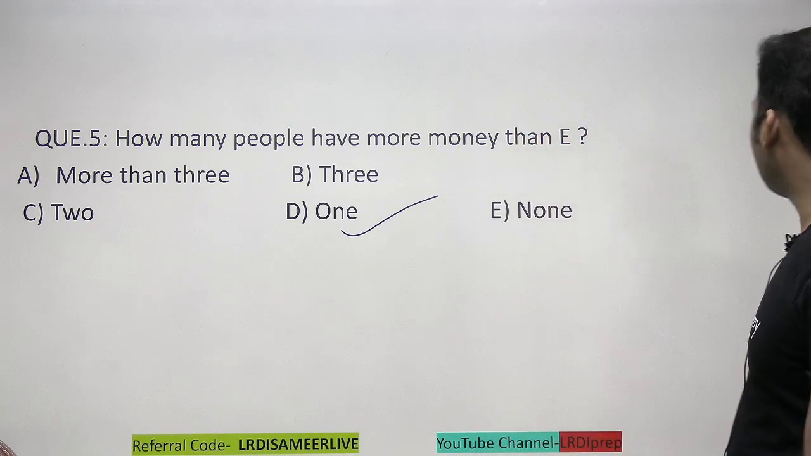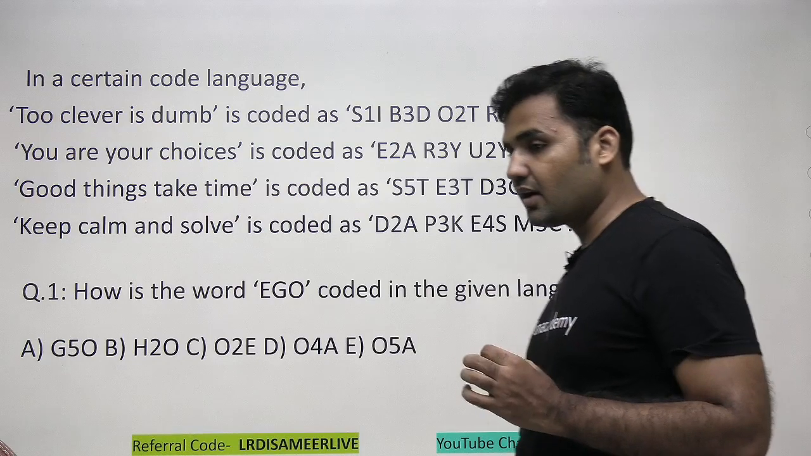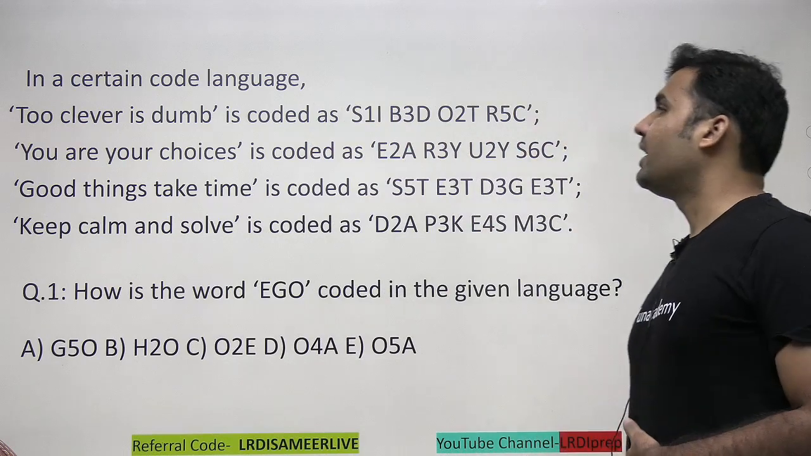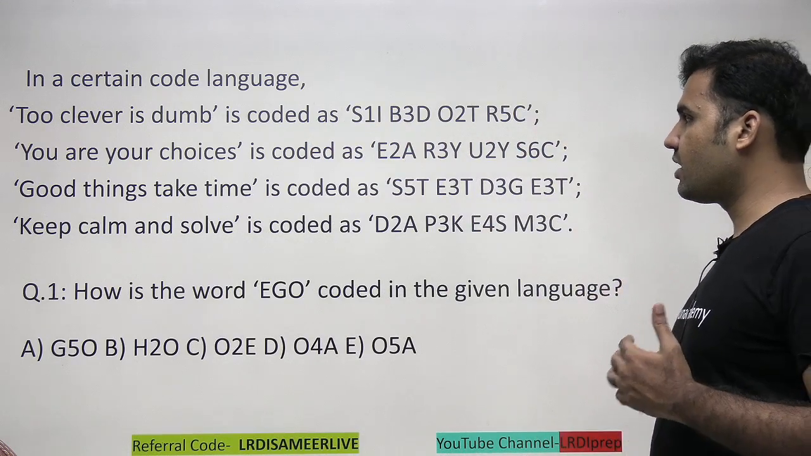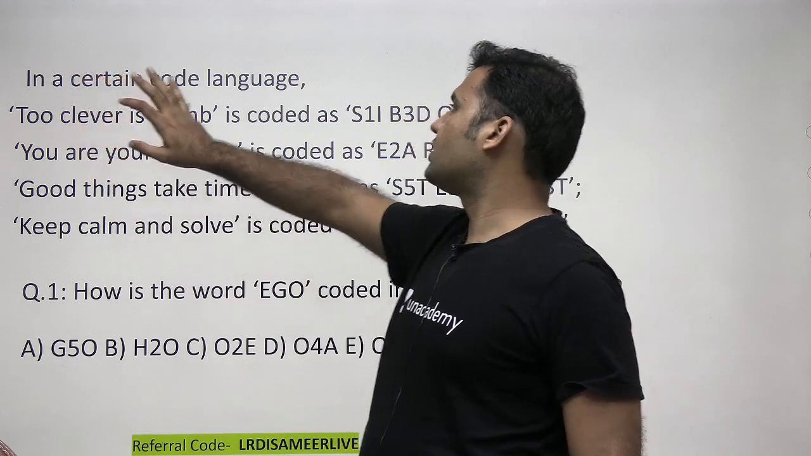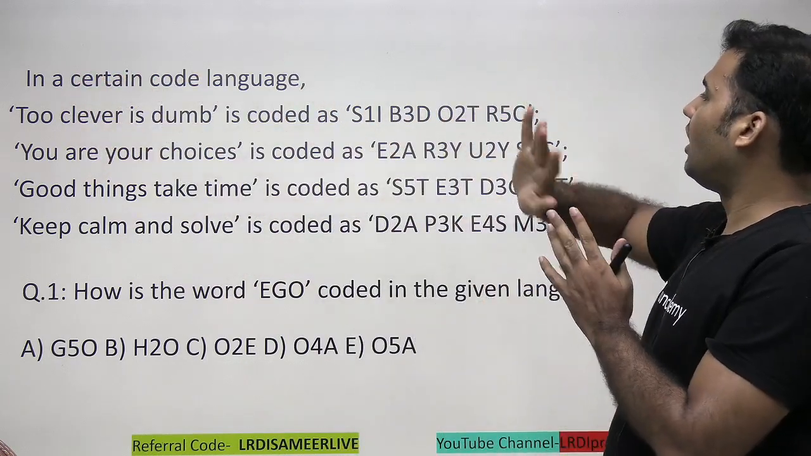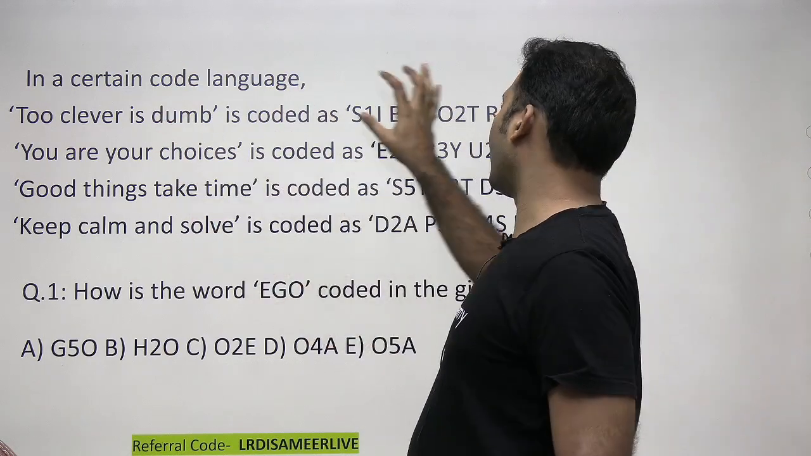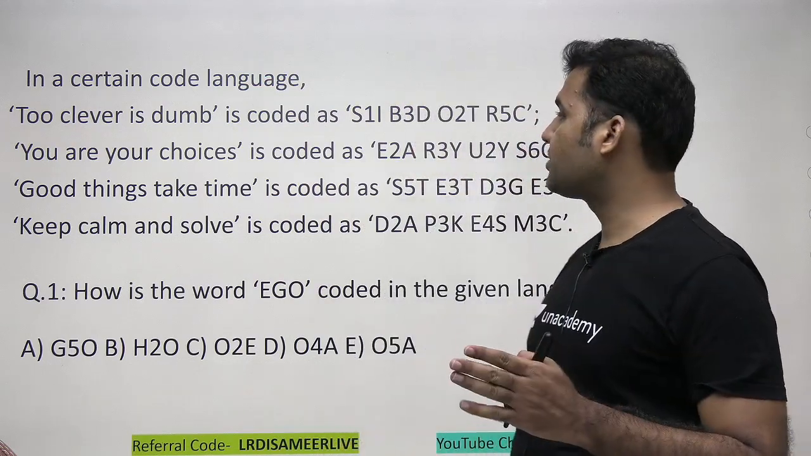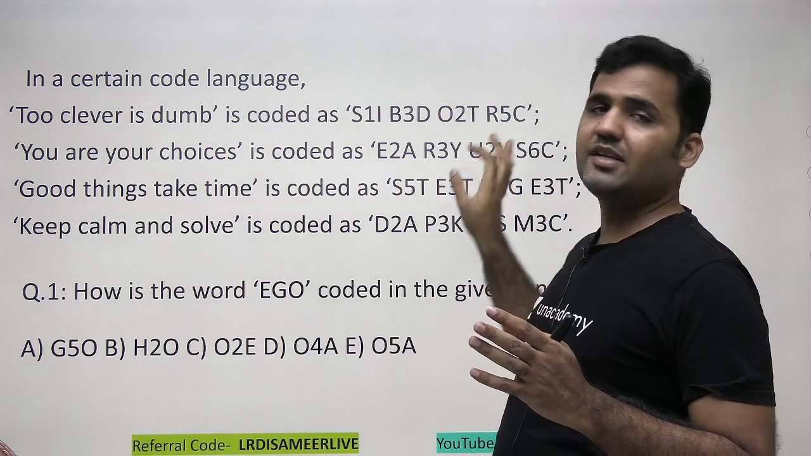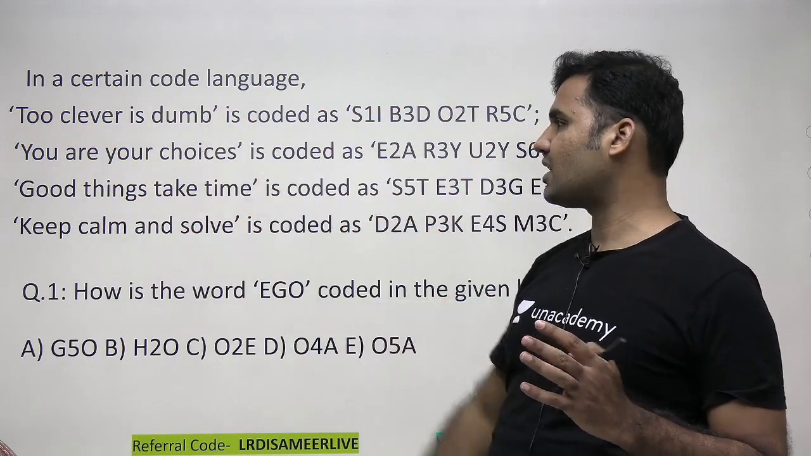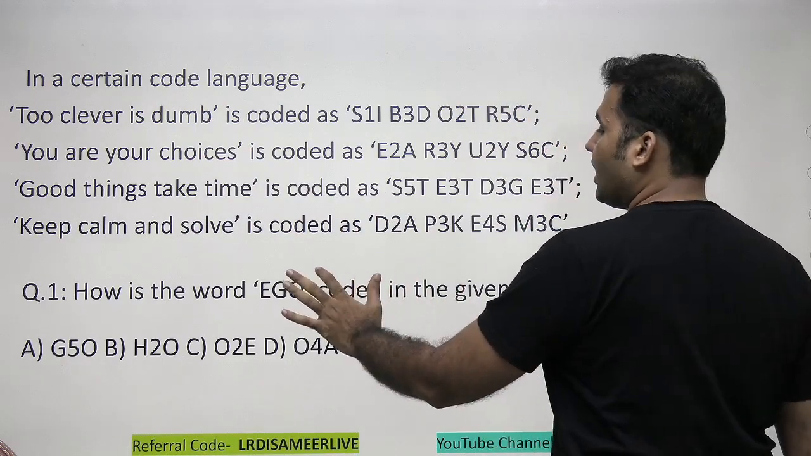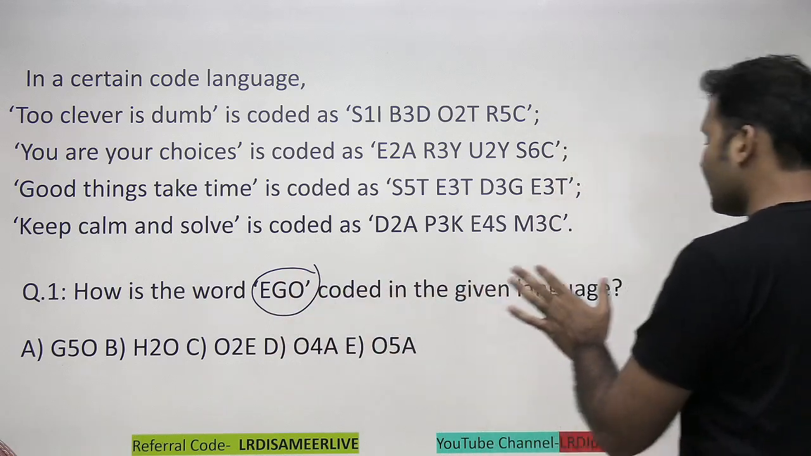Let's quickly have a look at one more set of coding and decoding. This is also based on exactly the same pattern of a previous year Maharashtra CET paper. It says that in a certain code language, in coding and decoding questions, there is some sentence which is coded as some combination of numbers and alphabets, right? So there's a sentence here and then you have a code made of numbers and alphabets. Then you have another sentence. Again, the code is made of alphabets and numbers. Similarly, these 4 sentences are given to you and these are the different codes. And we are finally supposed to answer how the word ego is coded in the given language.